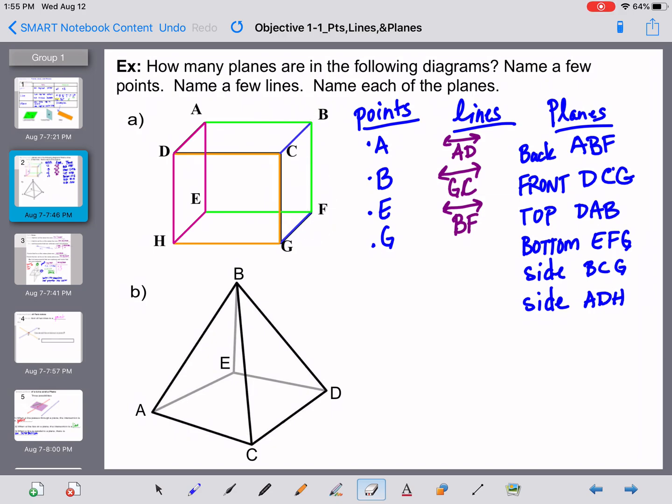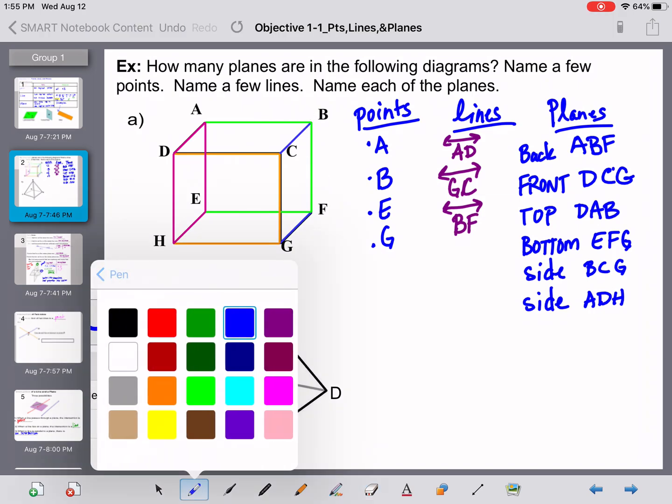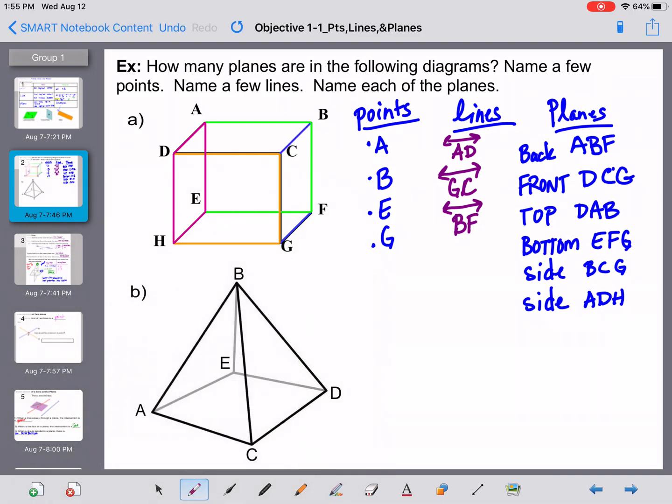All right, so the bottom question, I'm going to do purple. Points, lines, and planes. So points is pretty easy. All right, B, E, D. That's where some of you probably are right now watching this video. You're probably in the BED watching it.